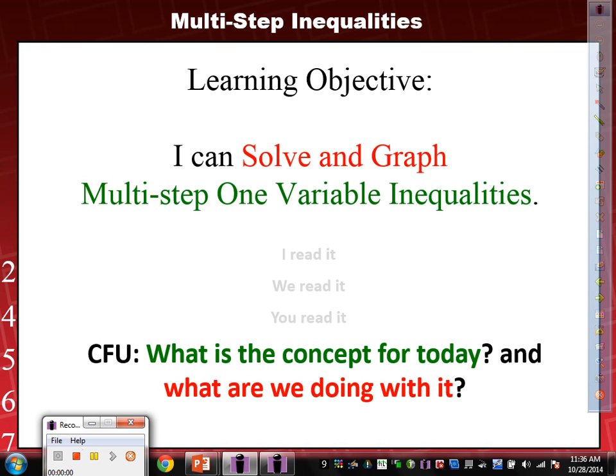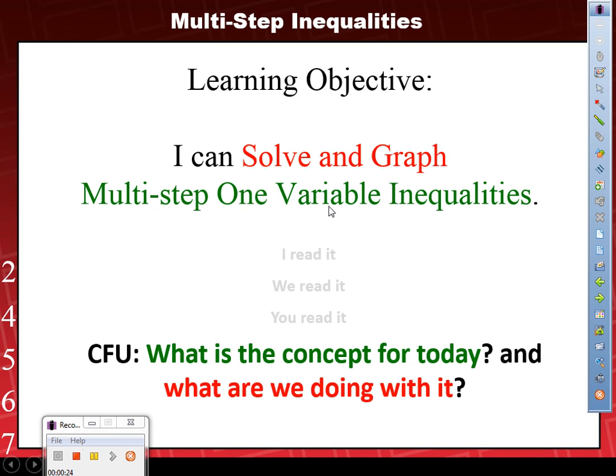Objective for today: I can solve and graph multi-step one variable inequalities. Let's read together, 1, 2, 3. I can solve and graph multi-step one variable inequalities. We're still on the same concept, one variable inequalities, so we don't need a Frayer model. Except for today, we're adding more steps. That's why it's called multi-step.